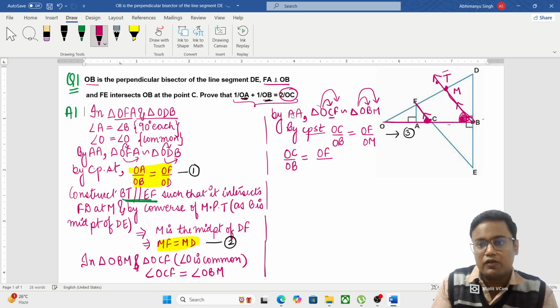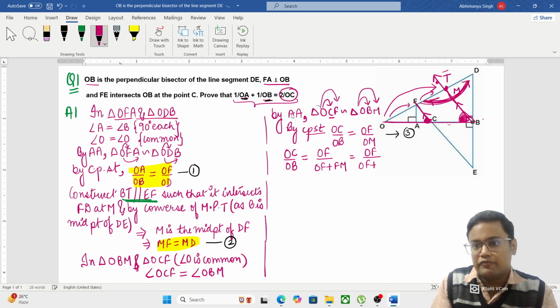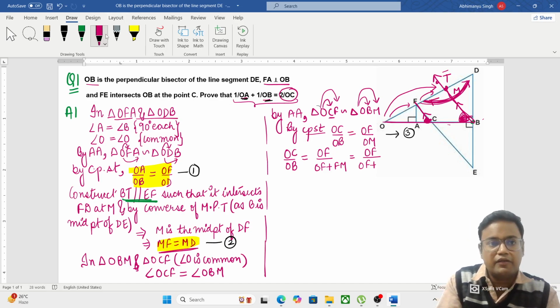Now see this, what is special about OM. OM can be written as OF plus FM, right? OF plus FM. Further you can write OF upon OF plus FM. I can write FM as half of FD, if nobody has any problem, I believe, because we already declared from the second equation that MF equals MD, right?